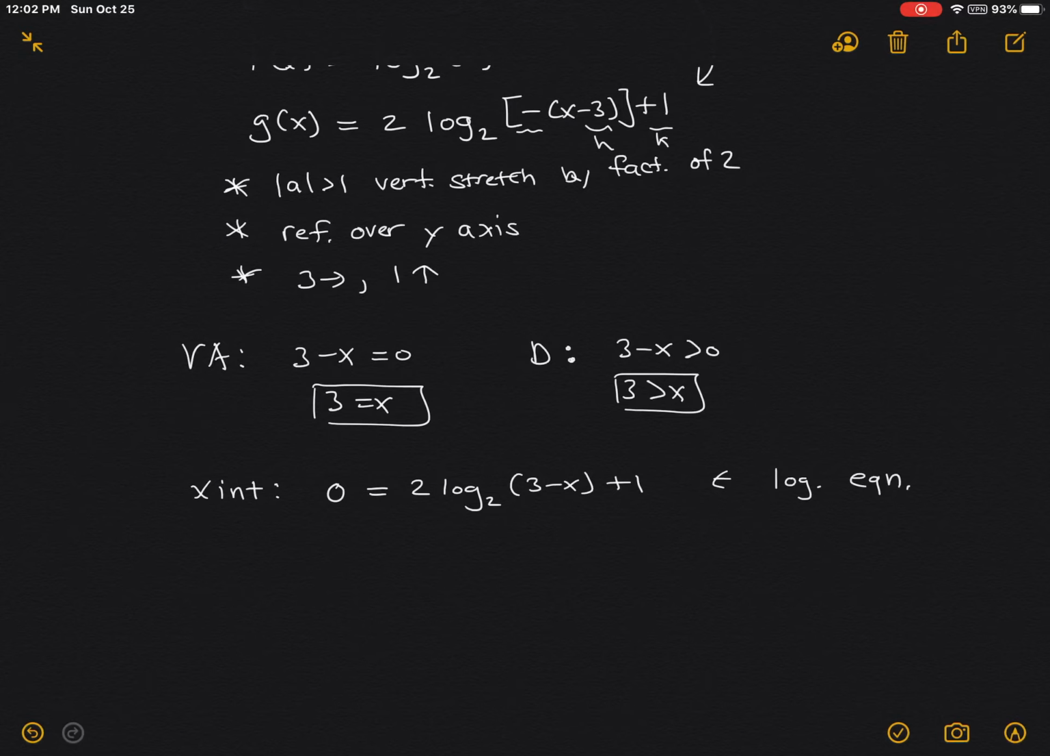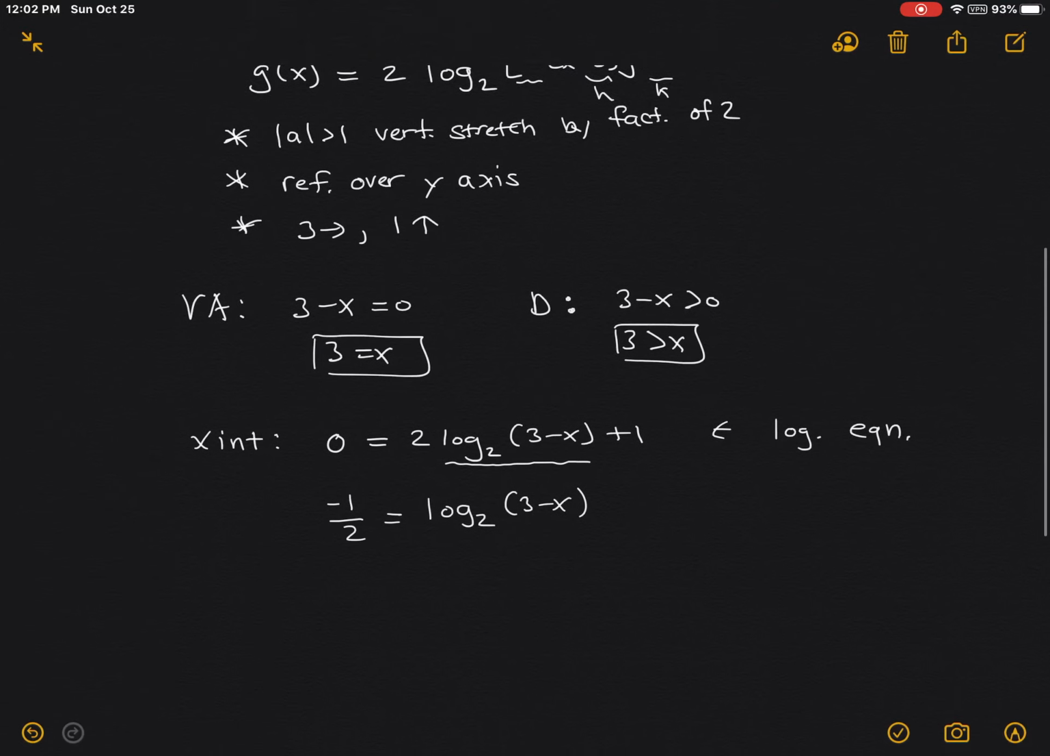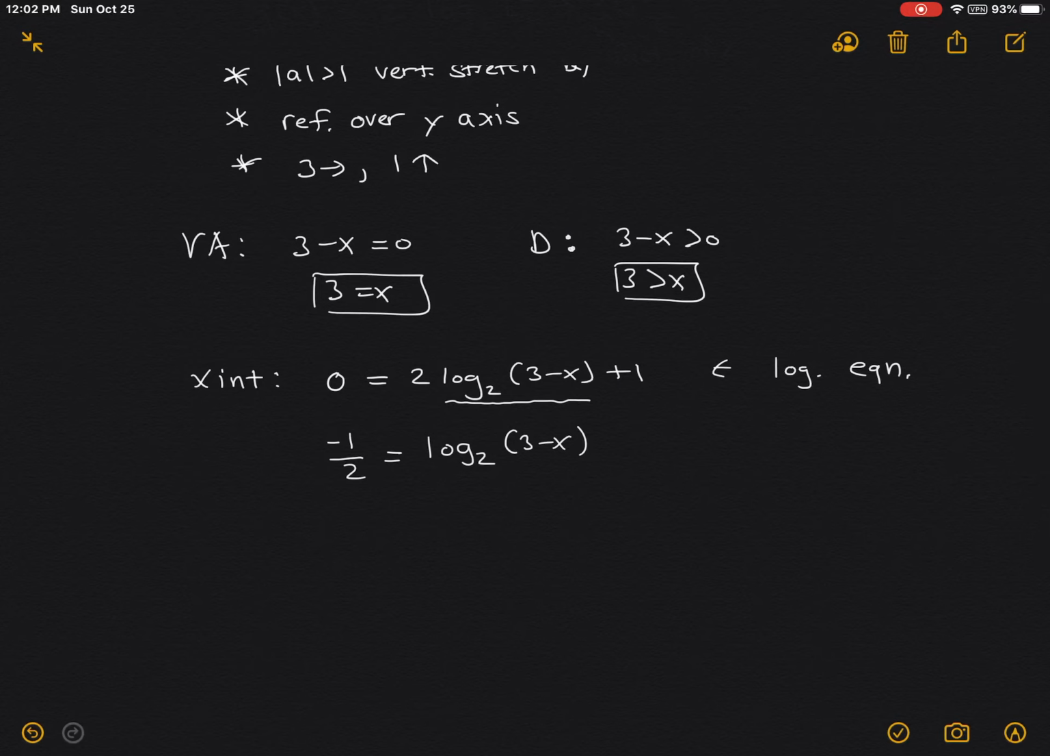Now, how do I solve a log equation? When you have a single log like this, the key is to get this log by itself. So what I put here in parentheses, get this by itself. And how do I get it by itself? Well, you move the 1 over and you divide by 2. So this is negative 1 over 2 equals log base 2 of 3 minus x. So again, basic adding, subtracting, and then dividing by 2. That's how I get the log by itself.